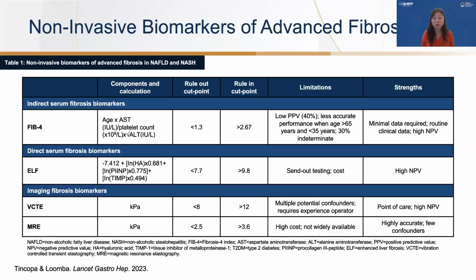The same goes for those patients who are 35 years old or younger. They will naturally have a lower FIB-4. So for these patients, you want to use a different NIT.